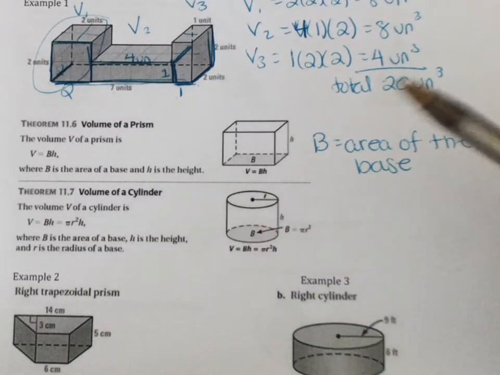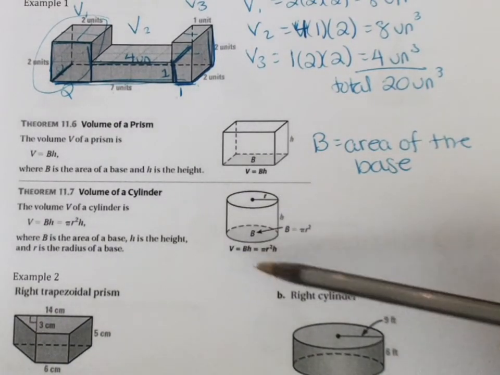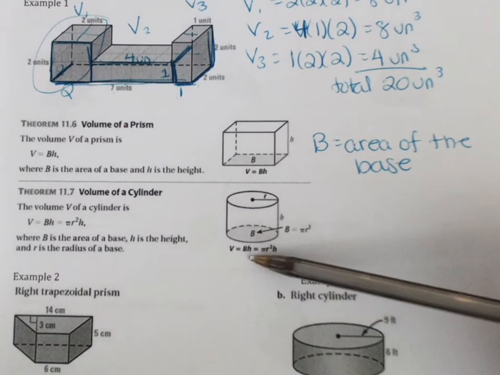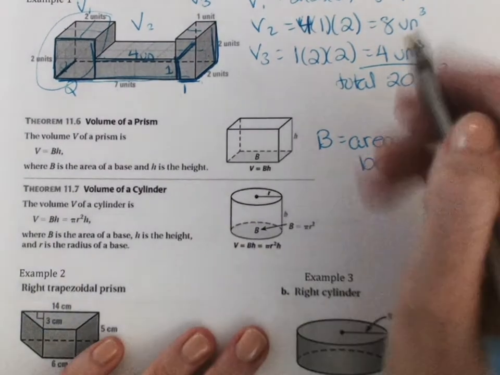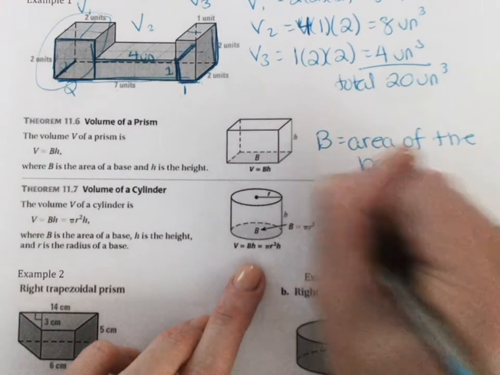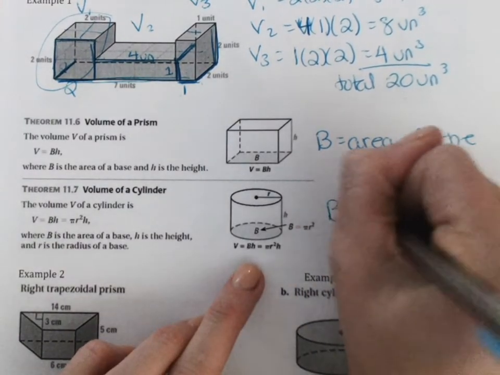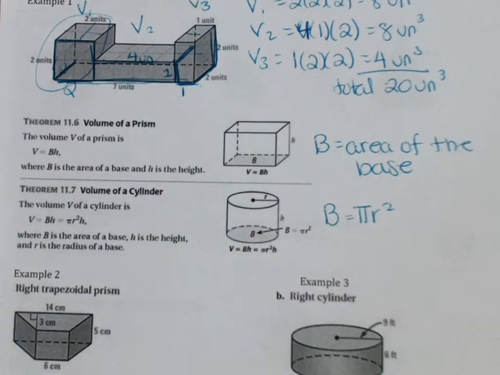Same thing goes for the volume of a cylinder. The volume is area of the base times the height. A cylinder, though, has a circle as its base. So in this case, it's still the area of the base, but the area of the base is going to be pi times the radius squared.